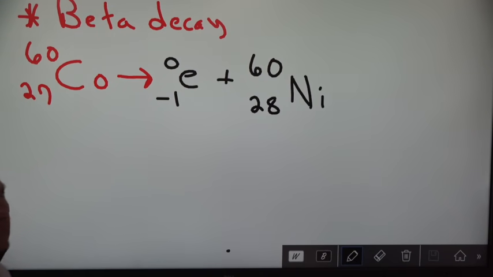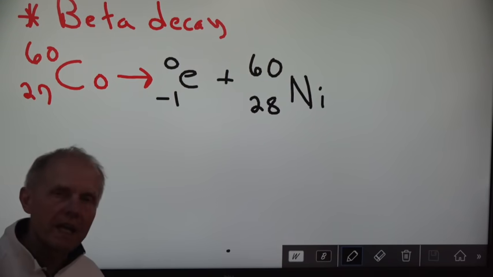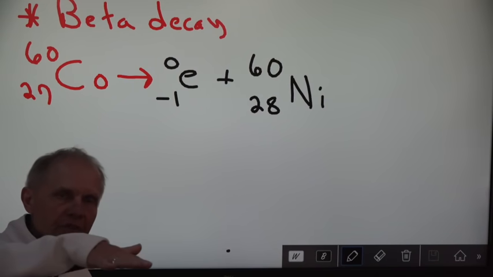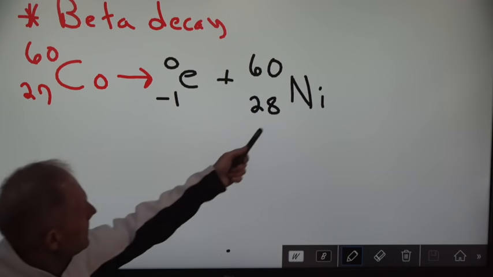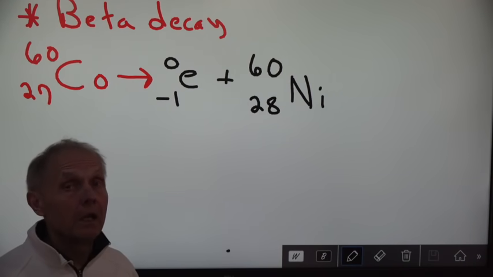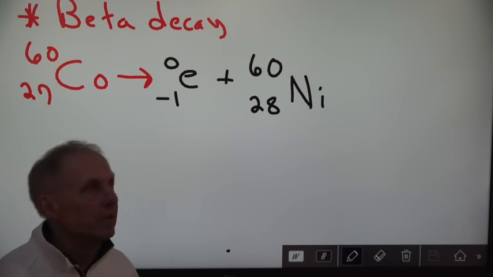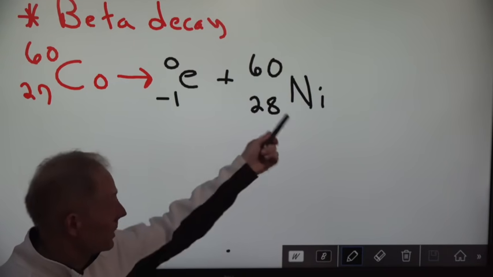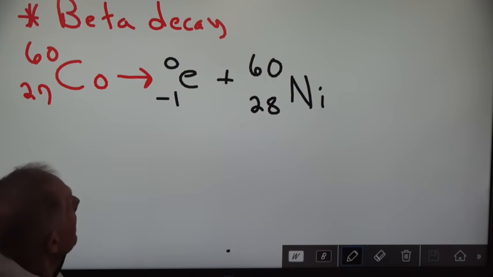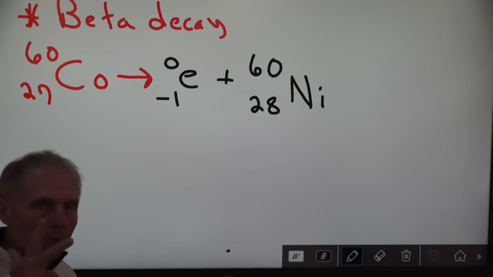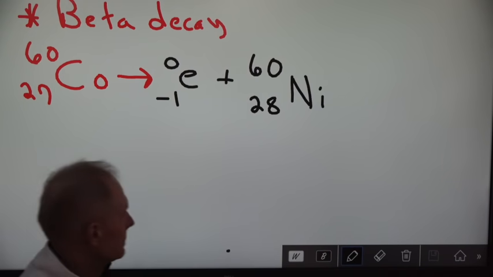So 28 happens to be nickel. So, in beta decay, the atomic mass stays the same, and the atomic number goes up by 1. And remember, that nickel isn't a stable element. That's a radioisotope. That's radioactive nickel. Okay, so that's one of the beta decays. We're going to do 2 more, and then I'm going to give you 2 to do.